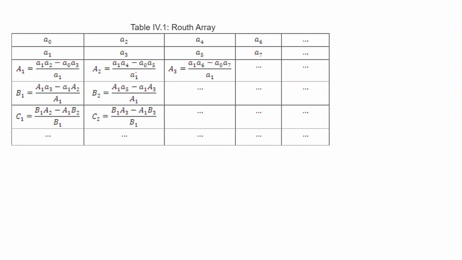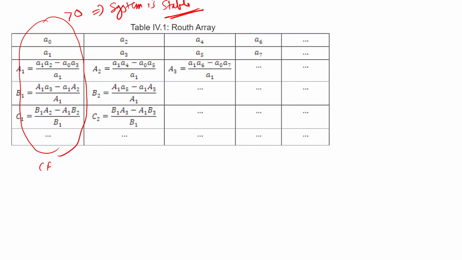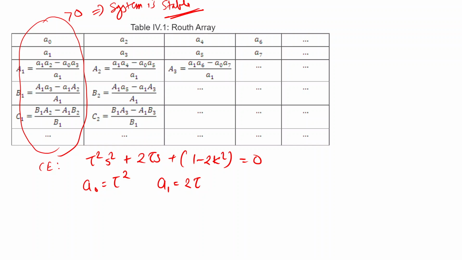So now we will be using this root array to comment on the stability. From root array we know that if the value of the first column is greater than 0, that implies the system is stable. So the characteristic equation that we have is tau square s square plus 2 tau s plus 1 minus 2k square is equal to 0. So we can compare this with the polynomial in terms of a, and we will be getting a naught is equal to tau square, then a1 is equal to 2 tau, and then a2 is equal to 1 minus 2k square. Similarly, a3 will be 0.